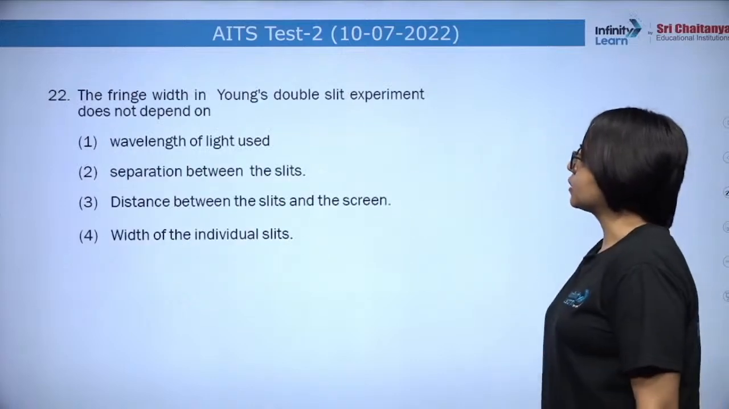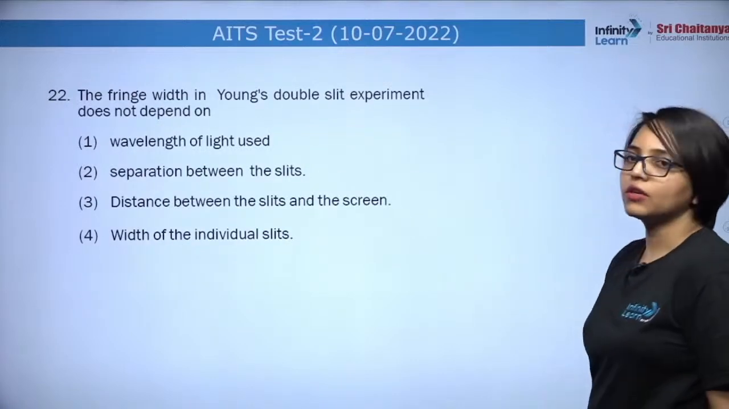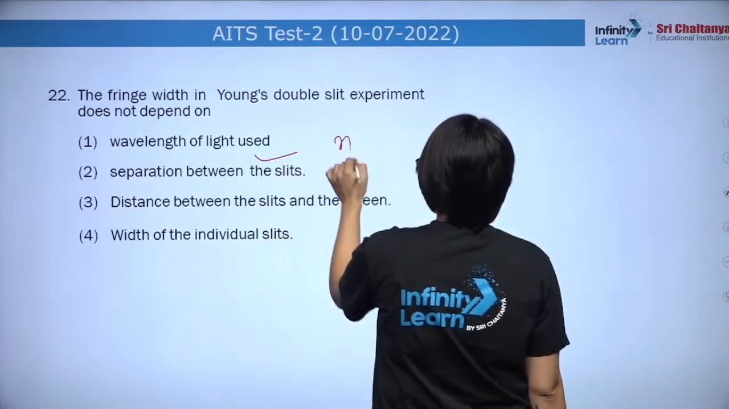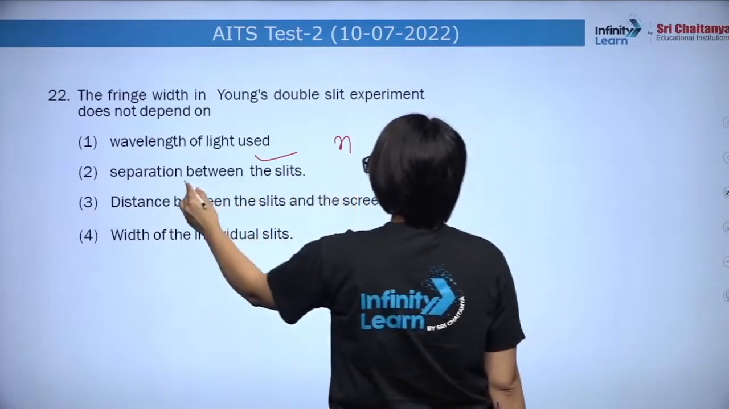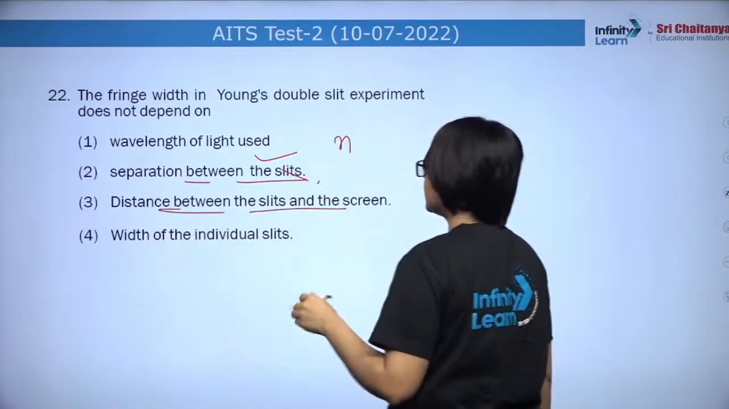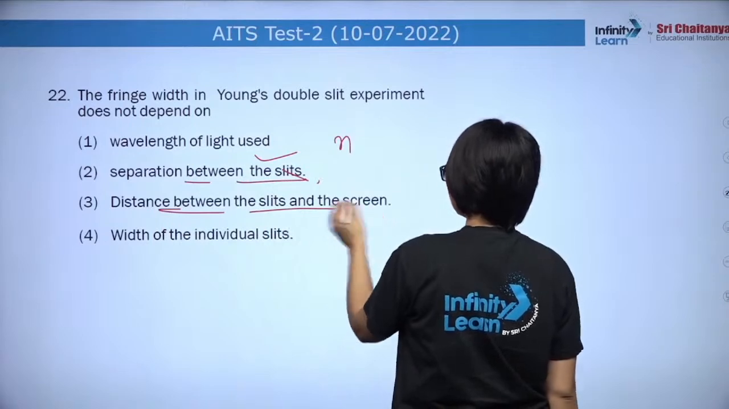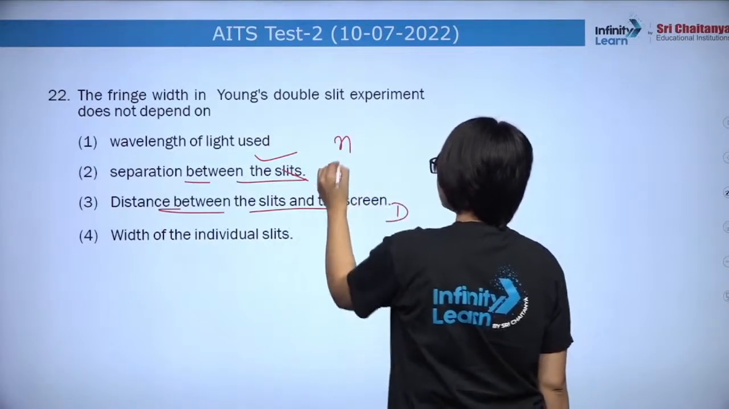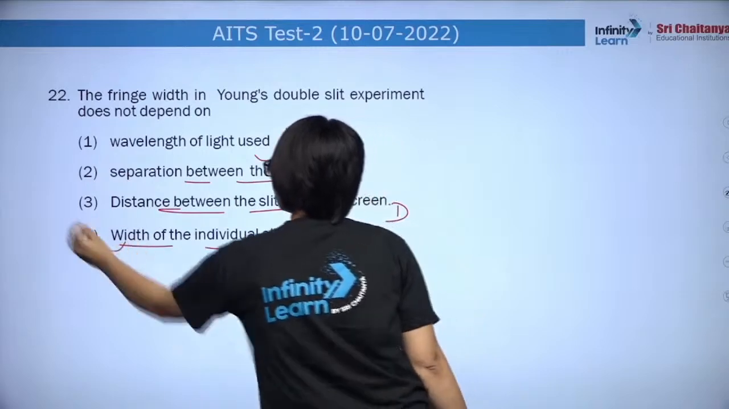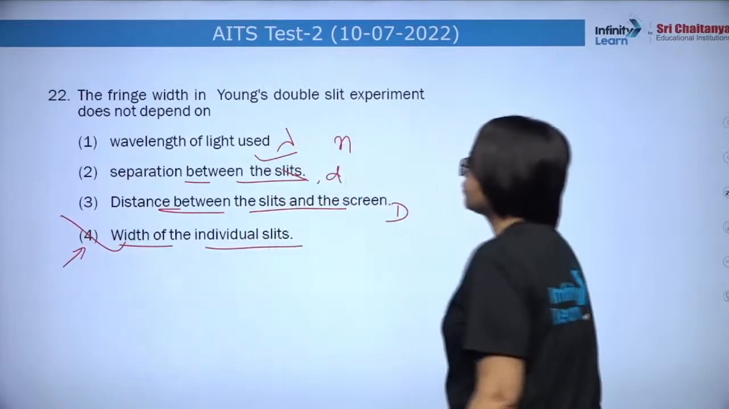Next is the fringe width in Young's double slit experiment does not depend on. It depends on the wavelength of light used. Okay, it depends on the separation between the slits. It depends on the distance between the slit and the screen, capital D, small d and lambda. But it does not depend on the width of the individual slits. So correct answer is option 4.